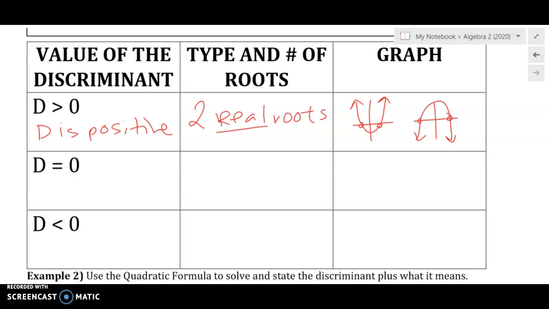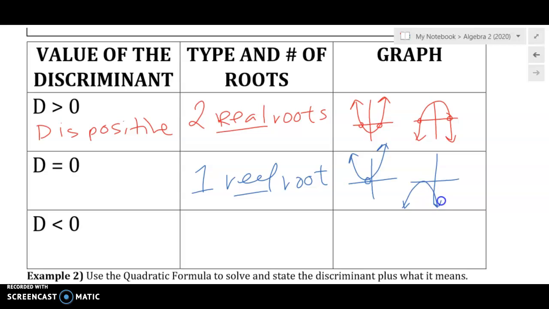The second possibility, if d is equal to 0, and that's self-explanatory. It's 0 or it's not 0. If it is equal to 0, that means you have 1 real root. And here's an example. I'll give you 2 little pictures. It could look something like this, where it just touches down 1 time, or something like this, where it just touches it 1 time. That would be 1 real root, where you can see where they cross.